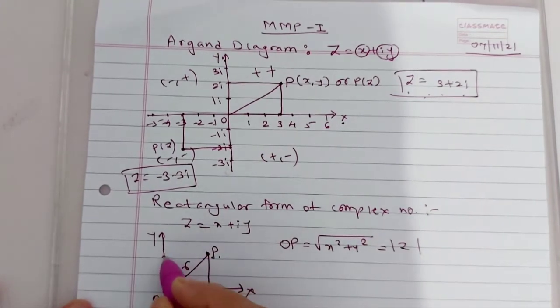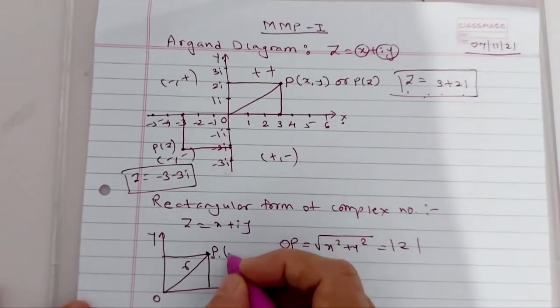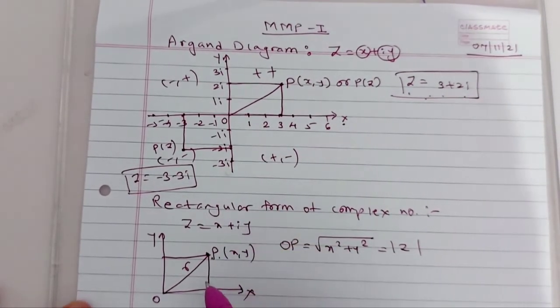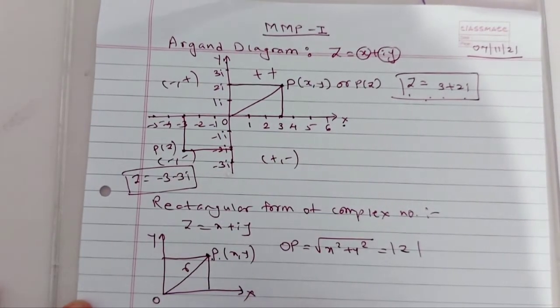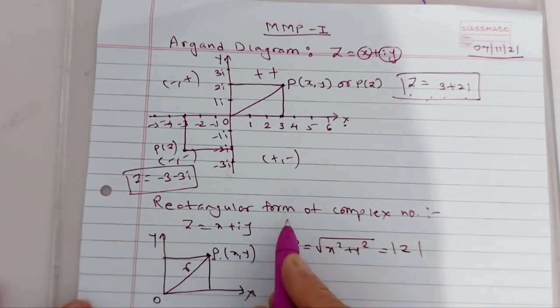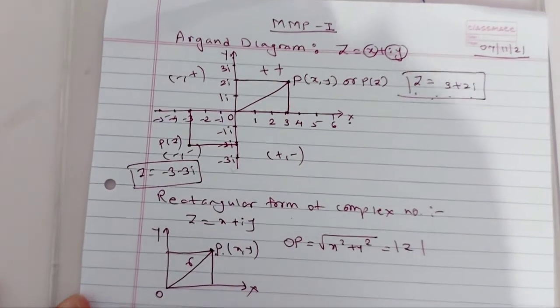You know very well how you draw this and get this value. So the point P coordinates will be (x, y). The point P(x, y) on the xy plane represents one and only one complex number z, depending on the coordinates. This is called the rectangular form because I have taken the two axes x and y.